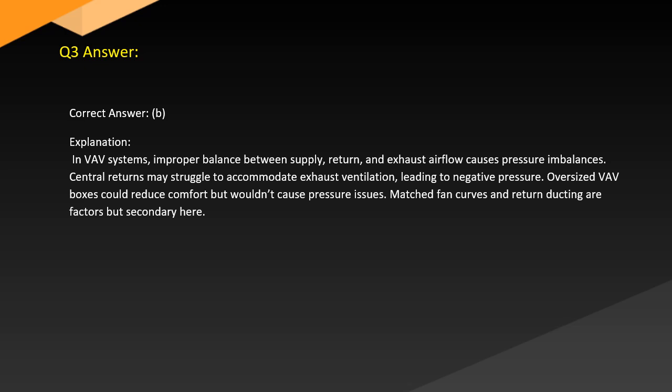Answer. Correct answer: B. Explanation. In VAV systems, improper balance between supply, return, and exhaust airflow causes pressure imbalances. Central returns may struggle to accommodate exhaust ventilation, leading to negative pressure. Oversized VAV boxes could reduce comfort but wouldn't cause pressure issues. Matched fan curves and return ducting are factors, but secondary here.